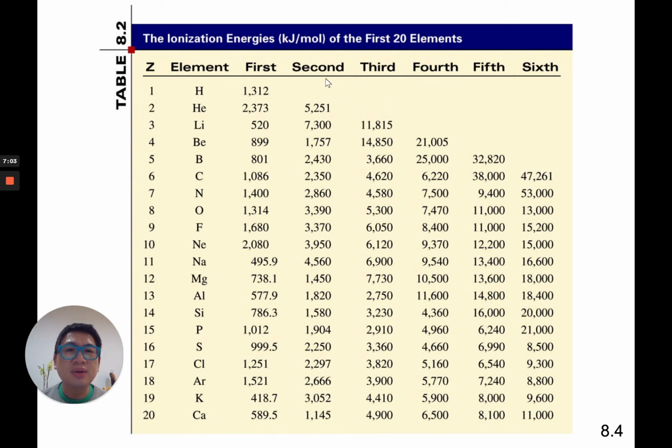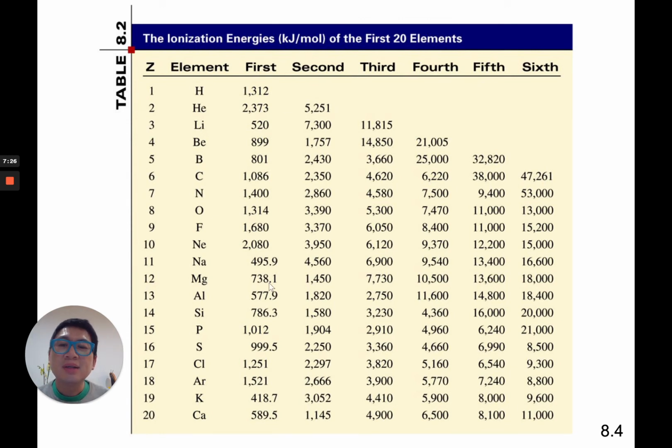Why is there no second ionization energy for hydrogen or third ionization energy for helium? Well, quick, easy answer. Helium is element number 2. There's 2 protons, 2 electrons. There's only 2 electrons. You can't remove a third electron if there's only 2. So that's why there are no numbers right there.